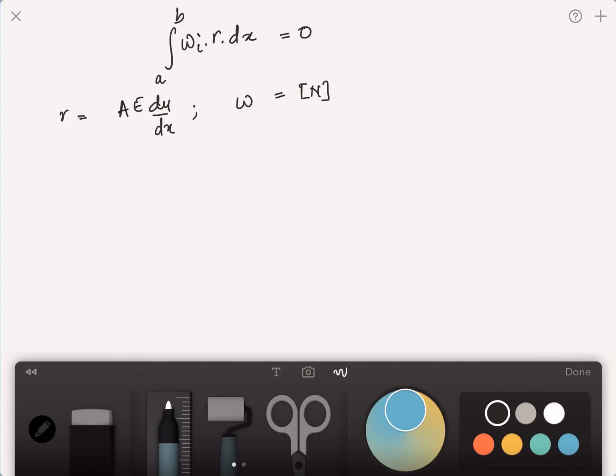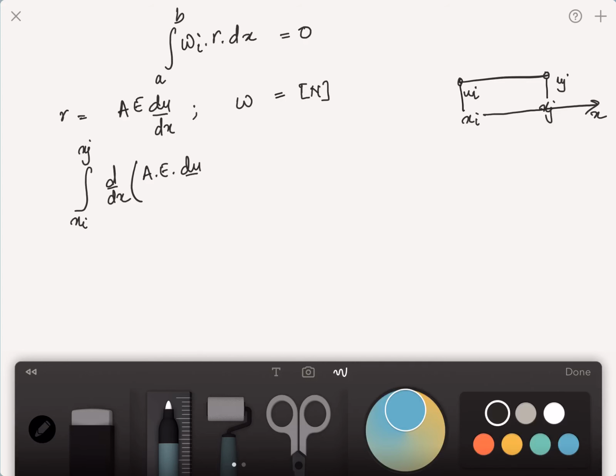If I put it together in the Galerkin integral for a certain element that I've already discussed in other videos, this is xi, this is xj in terms of x, and this is ui, uj. Then I can have an integral from xi to xj over the length of the element of the residual times the weighting function N. I'm not going to write it in brackets, so you assume that you have to know this is a matrix or a vector depending on the size. This is equal to 0.